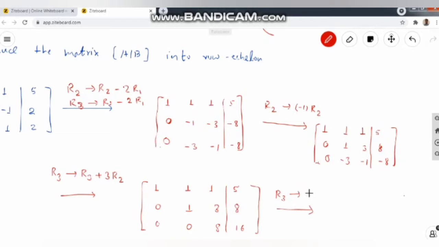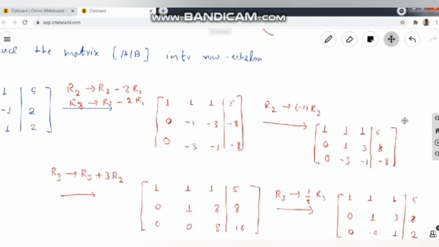R3 is replaced by 1/8 R3. So after applying this elementary operation, the equivalent matrix will be 1, 1, 1, 5, then 0, 1, 3, 8, and then 0, 0, 1, and 2.